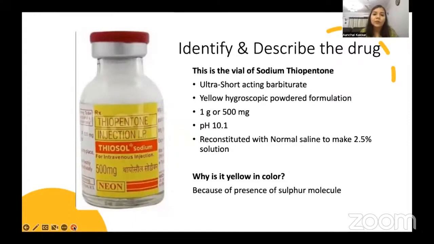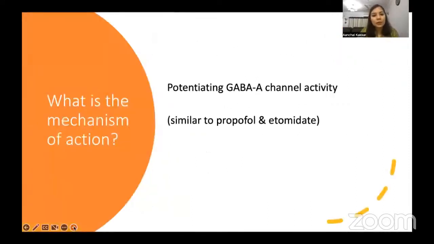It is reconstituted with normal saline to make it a 2.5% solution, that is 25 milligrams of thiopentone per ml. So thiopentone is associated with lots of questions. Though many institutes are not using thiopentone, it is the drug of choice for many examiners to ask, so you should be thorough with thiopentone. The most common question asked is why is it yellow in color? It is because thiopentone has a sulfur molecule, and the sulfur molecule is responsible for its yellow color.